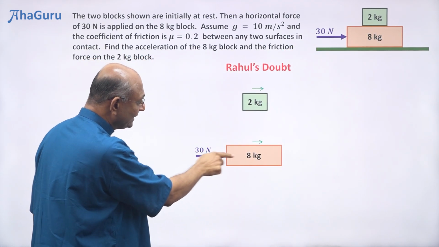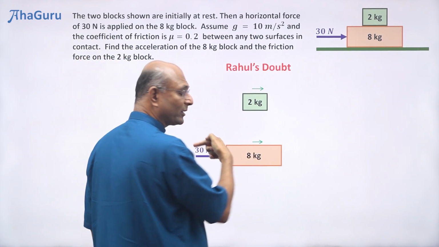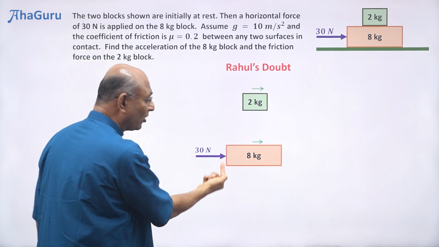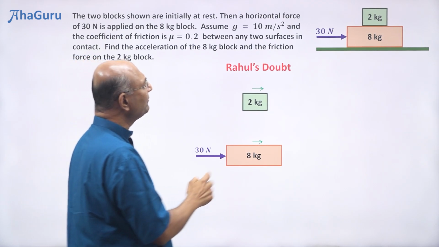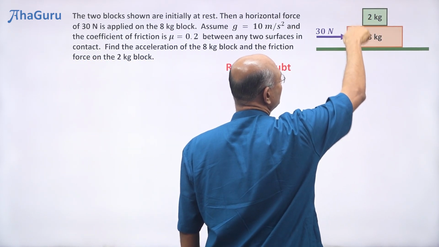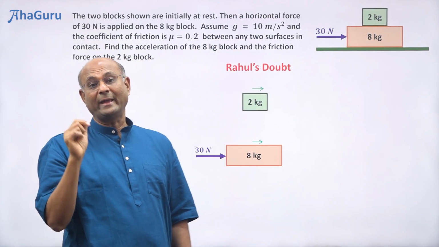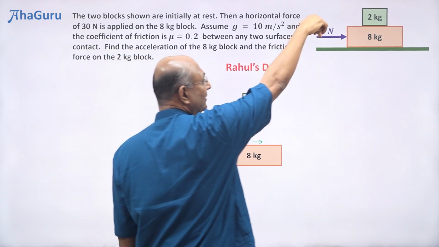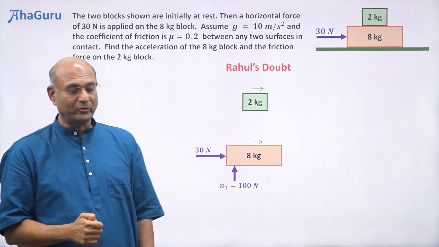And so if I take the 8 kg block, there is going to be a friction force from the floor acting to the left. How much friction force? For that I need the normal force acting on the 8 kg block. How will I find the normal force? Now the 2 kg and 8 kg, you can think of them together as 10 kg pressing down. So mg will be 10 into 10, 100 newtons downwards, and so the normal force will be 100 newtons.